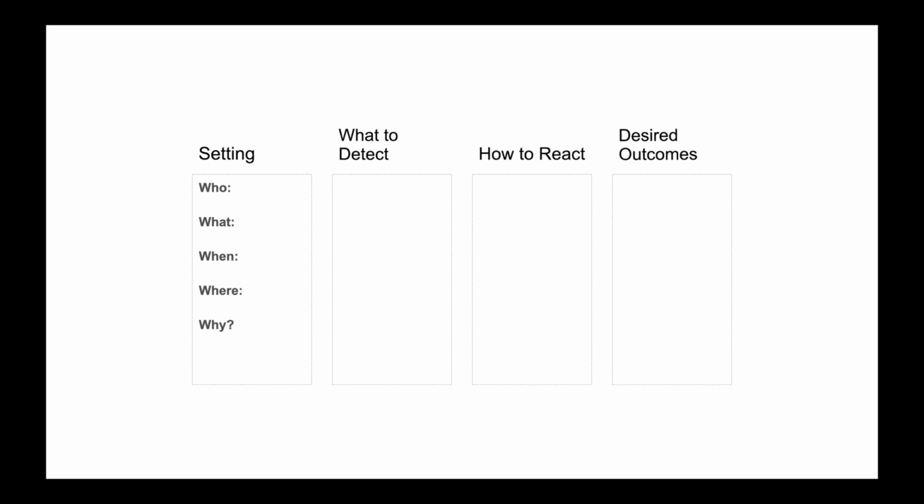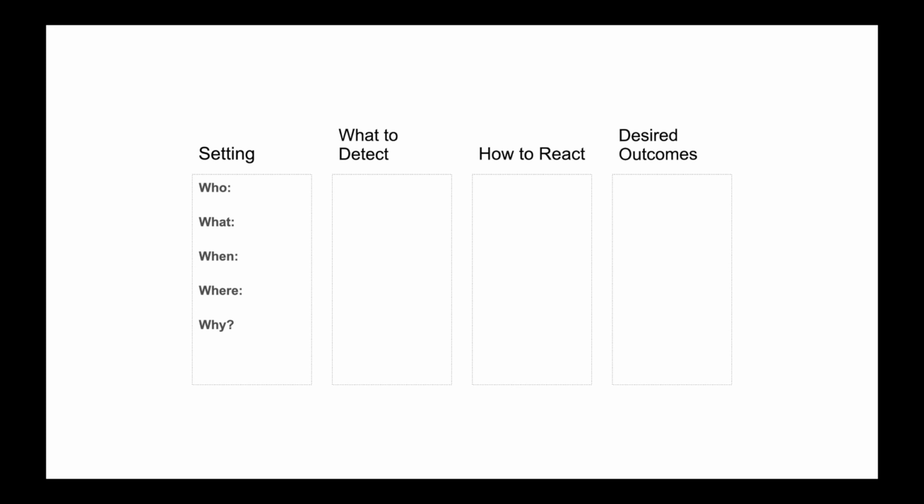And then you basically, out of this context that you describe in the setting, you can go to the second column where you describe what to detect, right? If we want to detect these things that we describe in the setting, what are the things that we need to detect? We can describe how to react to the detected sounds, and what are the desired outcomes that we would want to have from this.